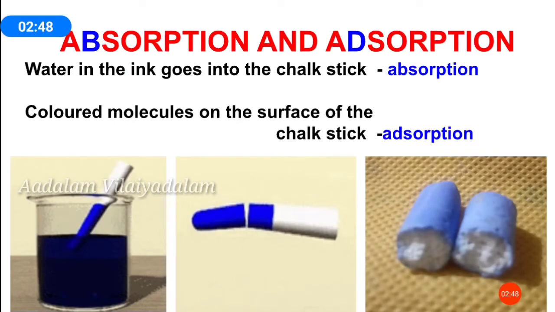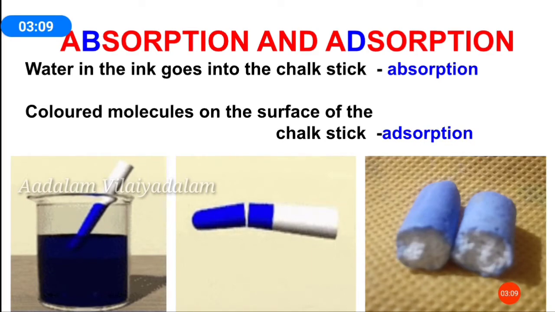For example, when a chalk piece is dipped in ink, the surface retains the color of the ink due to adsorption of colored molecules, while the solvent of the ink goes deeper into the stick due to absorption. Hence, on breaking the chalk stick, it is found to be white from inside. So, the water in the ink going into the chalk stick is known as absorption. Then the colored molecules on the surface of the chalk stick is known as adsorption.